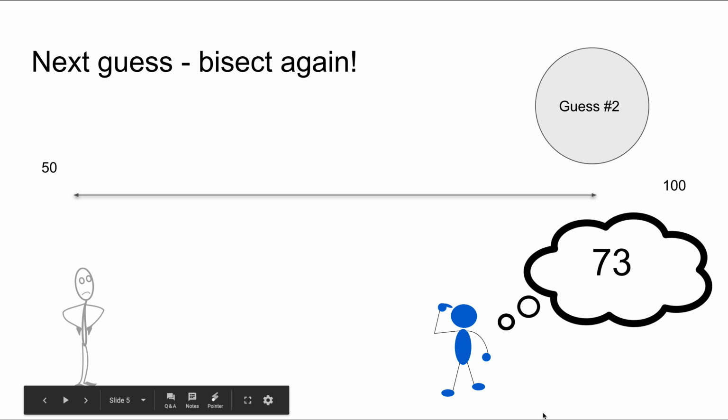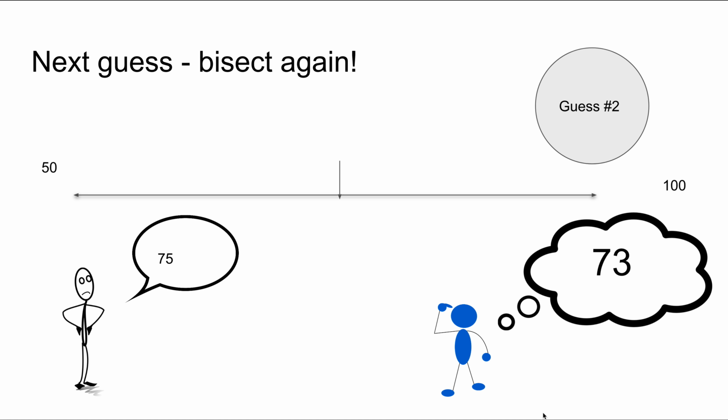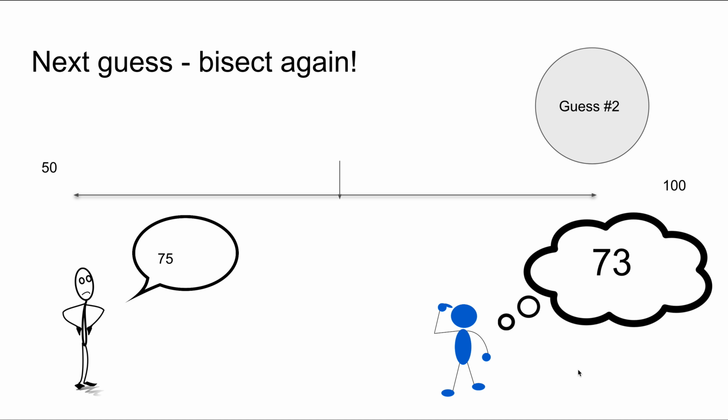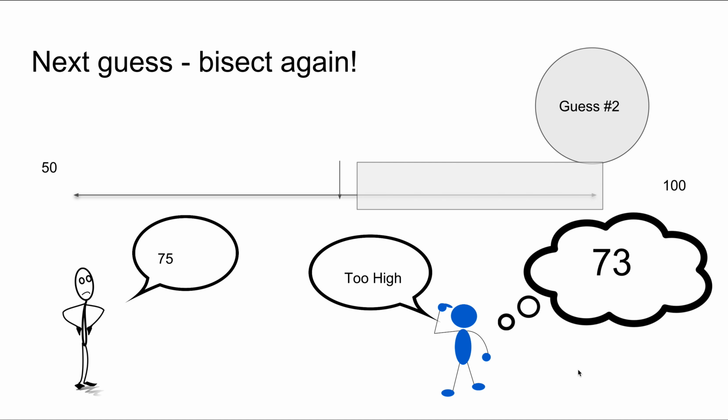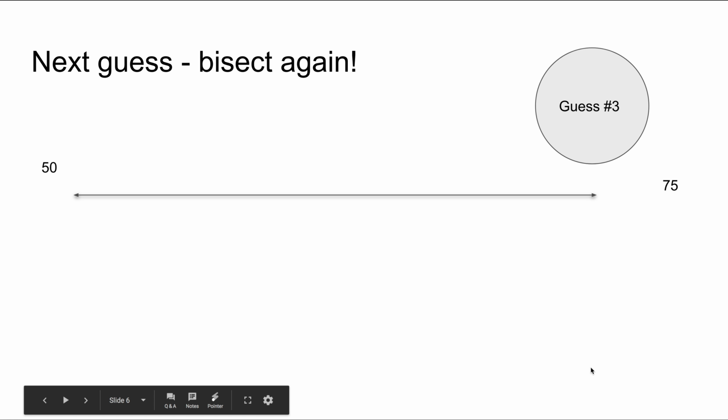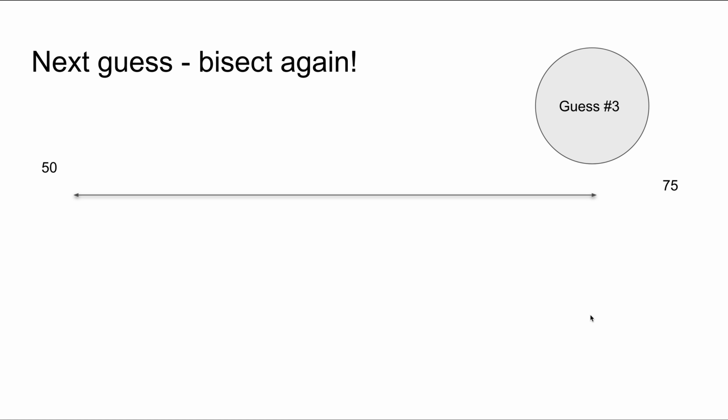They're thinking of 73. So you're going to go halfway and you're going to guess 75. Now you don't know how close you are. It doesn't matter. The fact is, we've got somewhere between 50 and 100, and you're guessing 75. They're going to tell you too high, but now you know you can get rid of that, and you know that your number is actually between 50 and 75. So we've already cut 3/4 of the possible guesses out, and that's guess number 2.